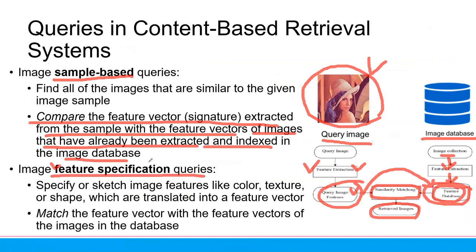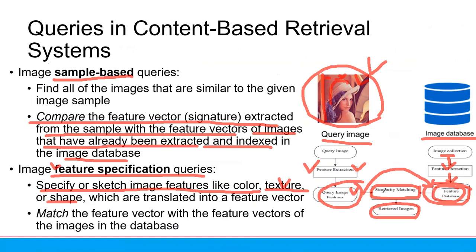What are feature specification queries? We want to create the image based on the features. We want to specify all the sketch image features like the color, texture, or shape. We have this one shown before. We have the color red more on the left. We have the color blue also more on the left. We can also check the texture. Maybe we have the wood texture. We have the head texture. And we have the shape. The shape here is a rectangle. This head is the head shape, and so on.